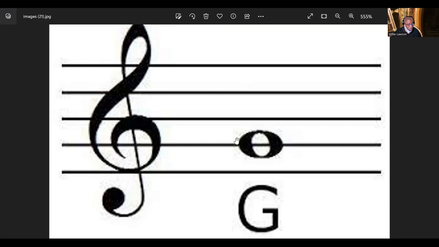So if we are on G here, this line is G, and it's an axiom. It just is, okay? The next space starts the beginning of the musical alphabet again. And that musical alphabet at the beginning is A. Very good. And then the next line is the next letter in the musical alphabet, which is B. The next space is C. And the next line is D. And the next space is E. And the next line is F. And right above the line here is G. So that's from G to G.